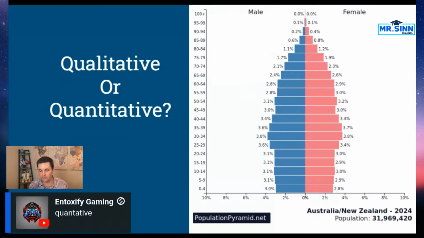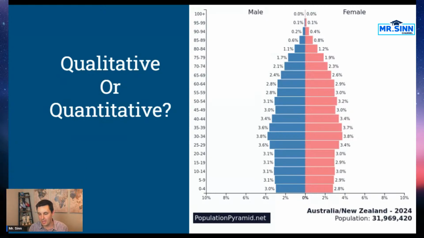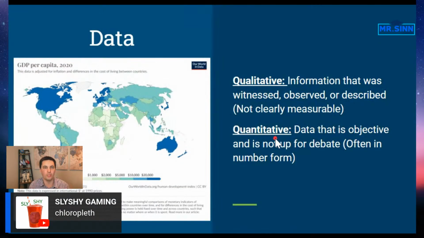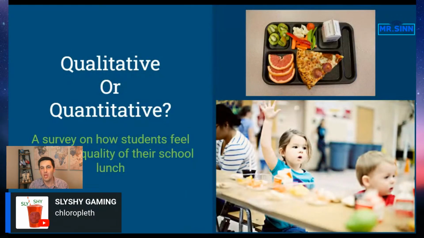Quantitative. Yeah, this would be quantitative. Someone also said a choropleth map, which this would be. So that is correct on that as well. All right, what do we got here?